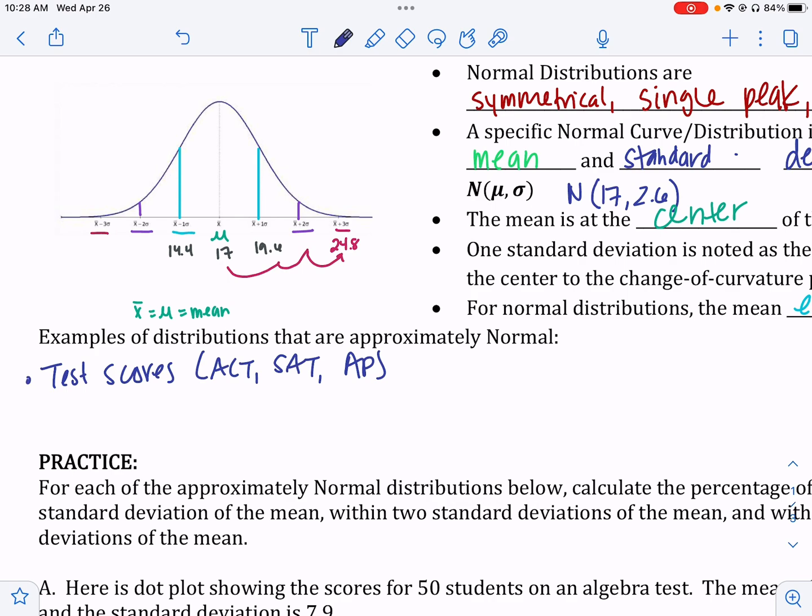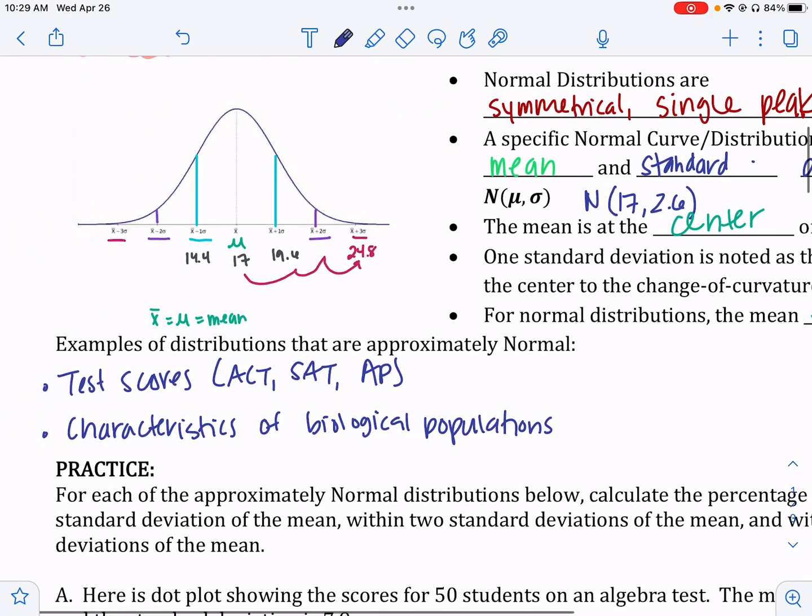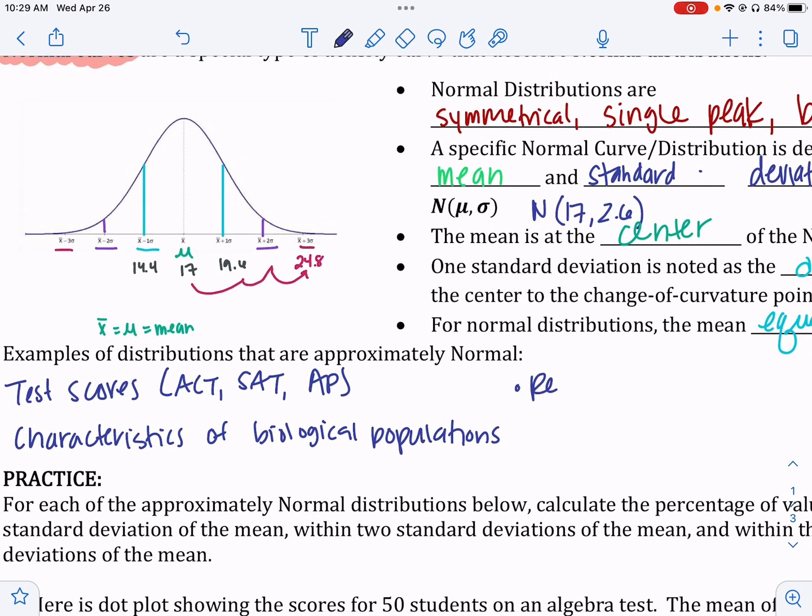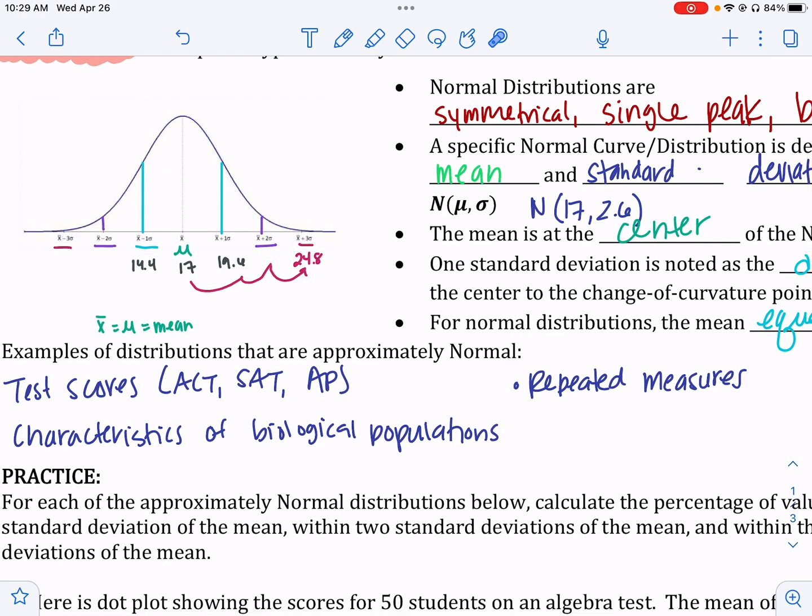Other things that we see that are typically normally distributed are characteristics of biological populations. So if we're talking about traits, like height, weight, things like that, we can often model what those would look like as normal. And then last but not least here is repeated measures. What we mean by that is that if you repeat a study multiple times, your data is typically going to normalize. It's going to end up falling in this category. If you do the data over and over and over using different samples and things like that, then more often than not, you're going to see it fall into this category of normal.